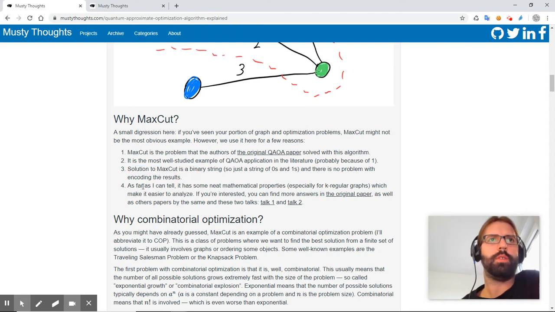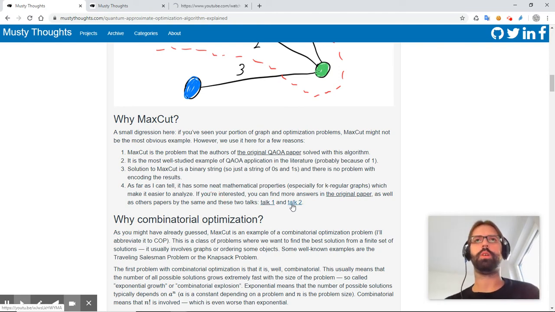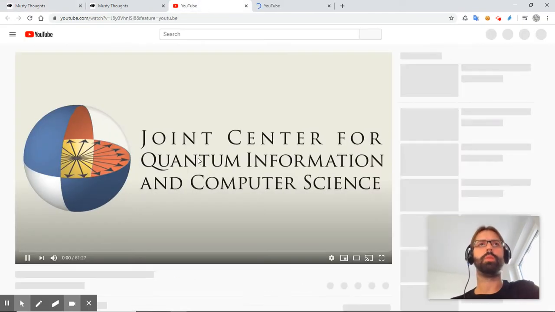It's nice. As far as I can tell, it has some neat mathematical properties, especially for K-regular graphs, which make it easier to analyze. If you're interested, you can find more answers in the original paper, as well as other papers. There are some talks in here. Are those YouTube things? Oh, yeah, YouTube. So what do we have here?